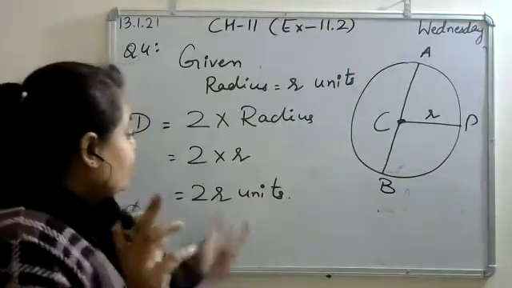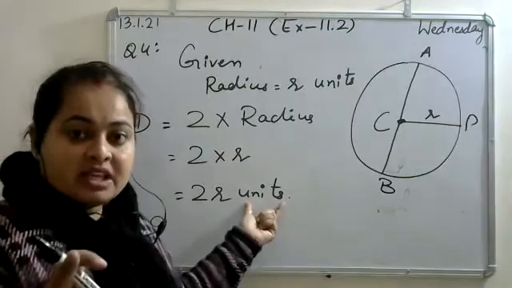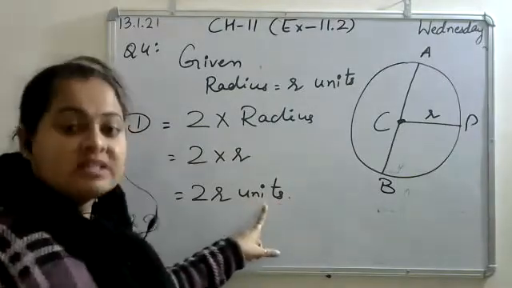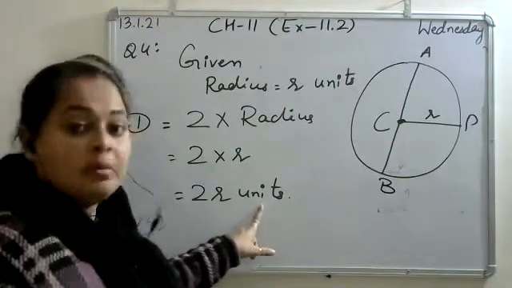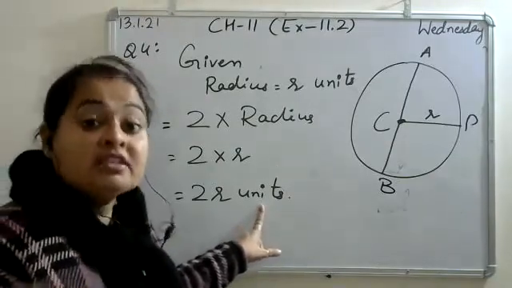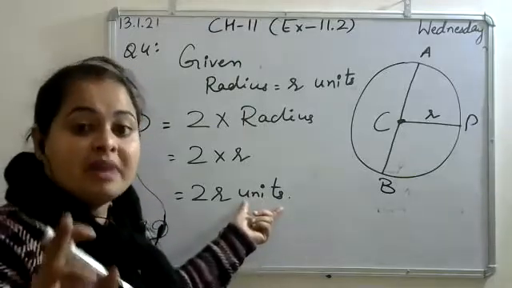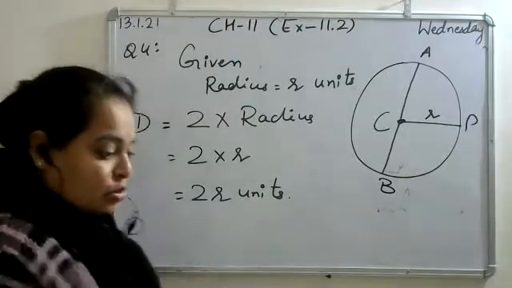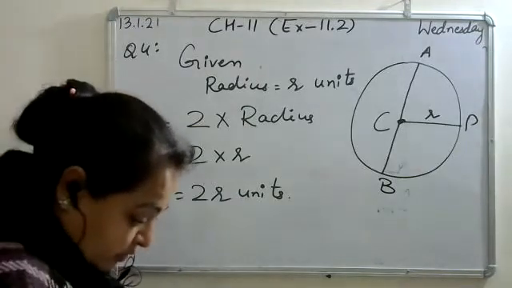Students, it is very much compulsory to write this. If centimeter is given, then you will write centimeter here. If meter is given, then you will write meter here. But if nothing is given, then you will write units here. Otherwise, your half marks will be cut. Fine. So note down. Then I will start the next question, question number 5.